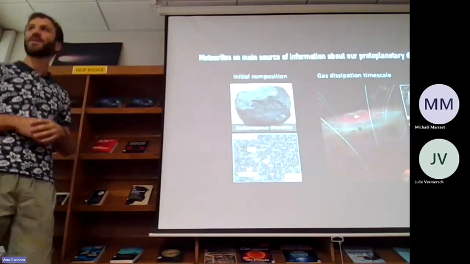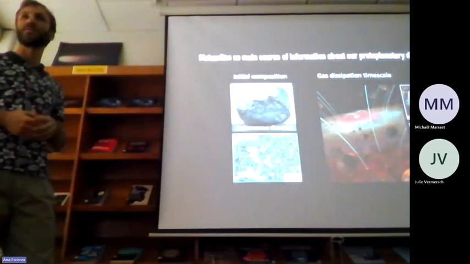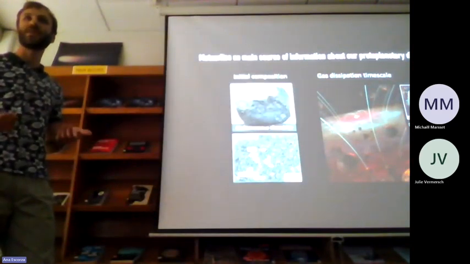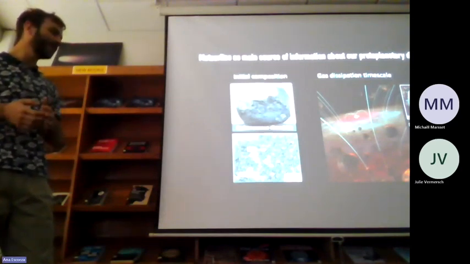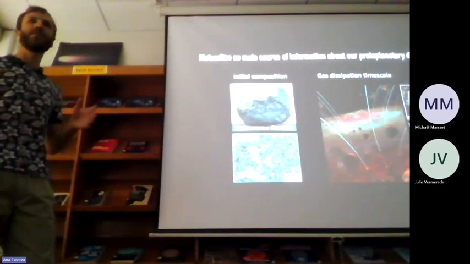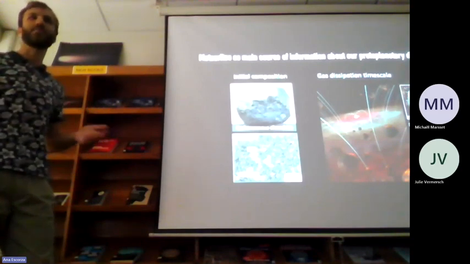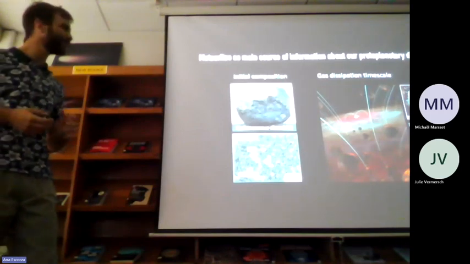So we care about meteorites because they are our primary source of information about our protoplanetary disk. At least some meteorites, actually the majority of them, have preserved information in their composition about the early solar system, about the thermal and chemical conditions that prevailed in the protoplanetary disk.